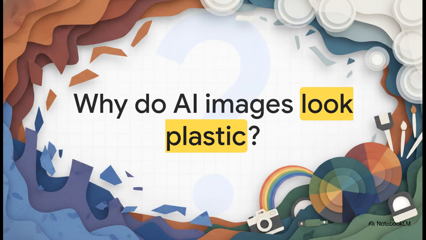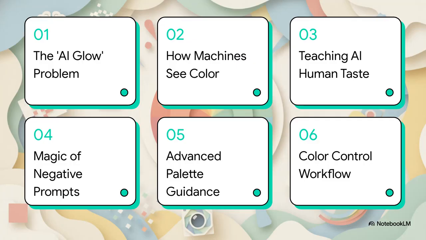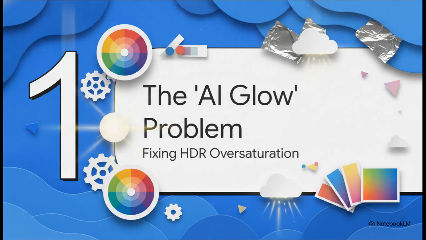We're gonna stop treating color like some random roll of the dice and start using it like a precise, director-level tool. So here's our roadmap. We'll start with the AI glow problem, then look at how machines actually see color. From there, we'll cover teaching AI human taste, the absolute magic of negative prompts, advanced palette guidance, and finally, wrap it up with your own actionable color control workflow. Okay, section 1, the AI glow problem.